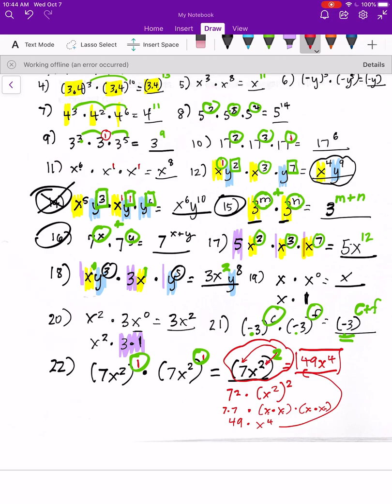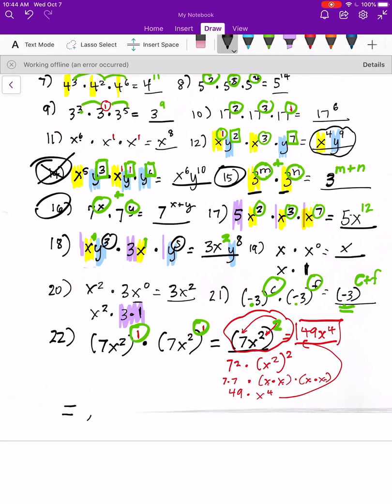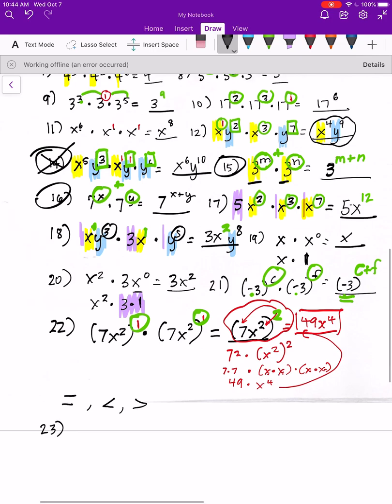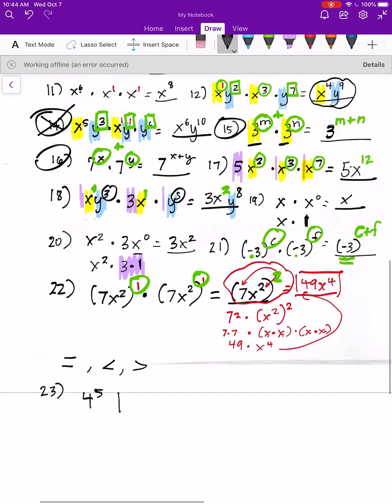Okay? All right. One last little section I want to talk about, and that is going to be equals, less than, or greater than. So what if I have number 23? What if I have 4 to the 5th power and 4 times 4 to the 4th power? So now you've got 4 to the 5th power, which is just 4 to the 5th power. And here you have 4. Could I put a 1 here? I could. And this is keep the base the same, and then add your exponents. 4 plus 1 is 5. And guess what? I've got 4 to the 5th power and 4 to the 5th power. So those are equal. That's one way you could do it.